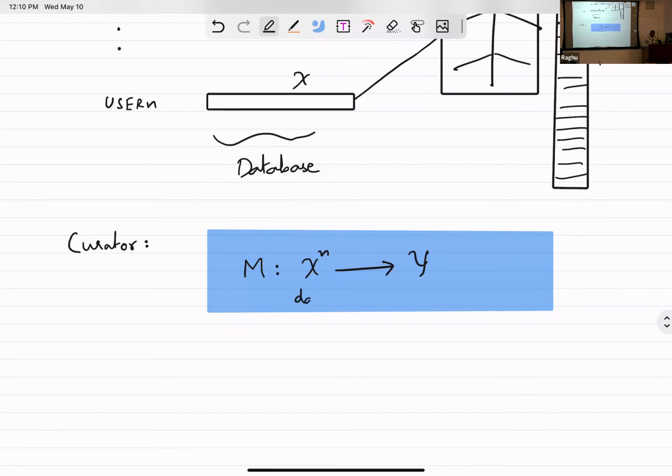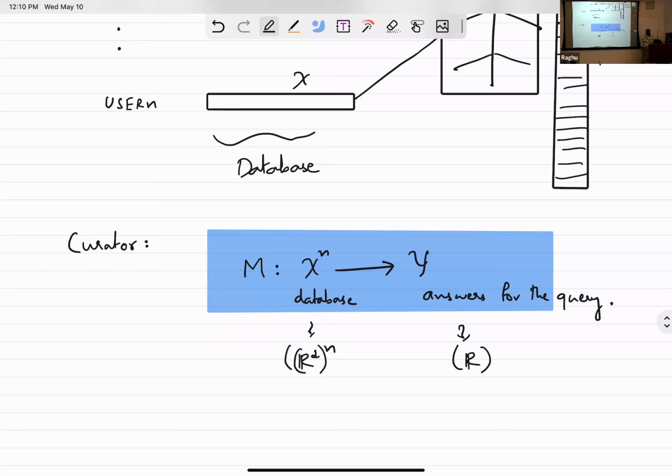Right, so this is the database, and this is the answers for the query. You typically think of a database as a collection of vectors. And answers is maybe binary, maybe they're real numbers or something like that.